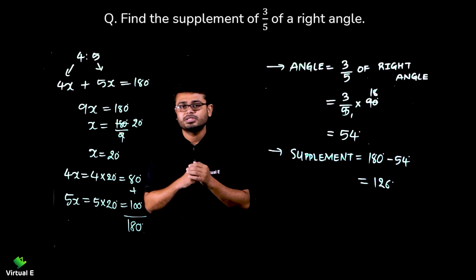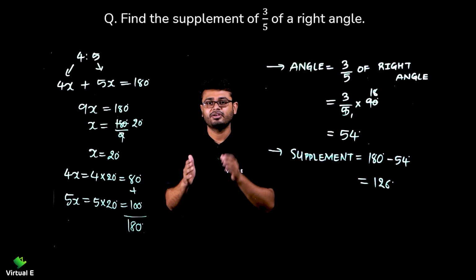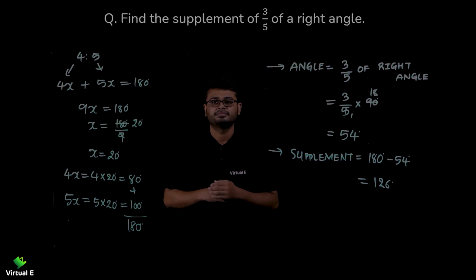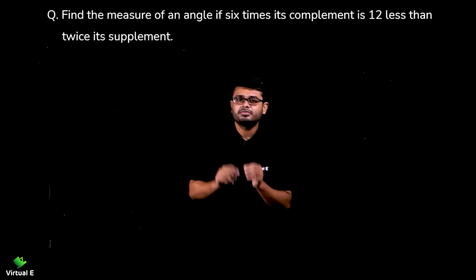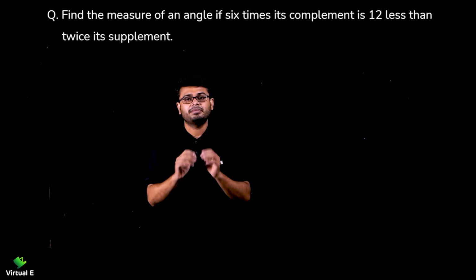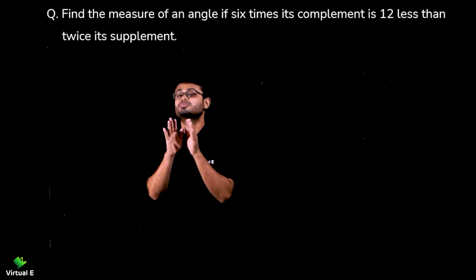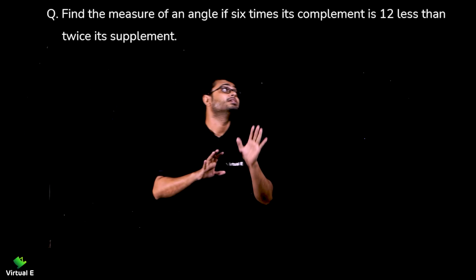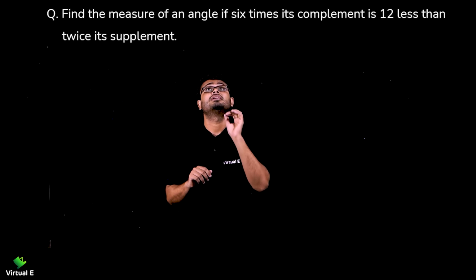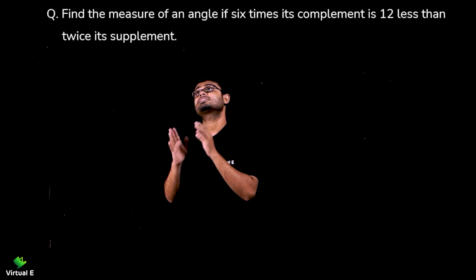Now let's do one question, which is a combination of complementary and supplementary angles. Let's start with the question which has the complement and the supplement together. Find the measure of an angle if 6 times its complement is 12 less than twice its supplement. The sentence is very long. So find the measure of an angle if it's 6 times its complement.